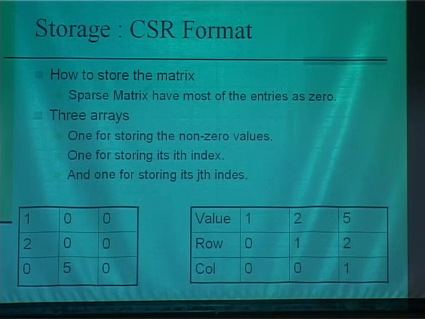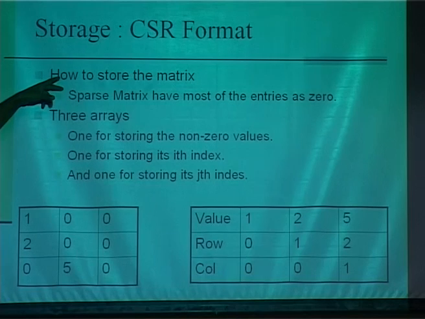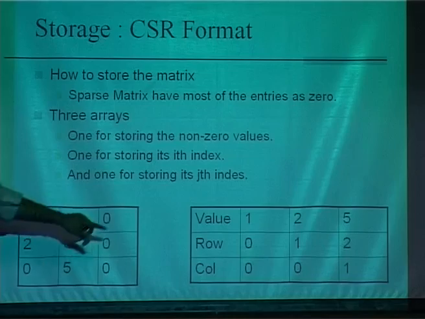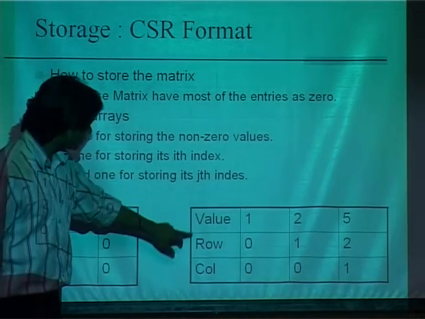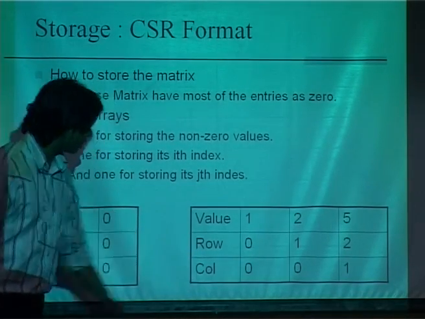A sparse matrix has at most about 1/3 of its entries non-zero, so that matrix can be assumed to be a sparse matrix. The easiest representation of a sparse matrix is the CSR format. I am storing a given matrix into 3 arrays: the value array, the row array, and the column array.